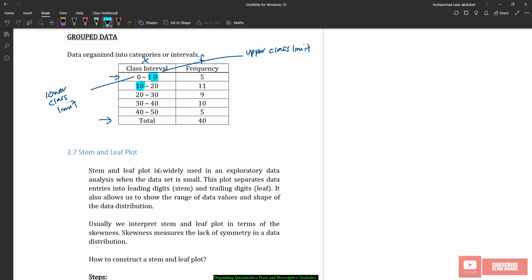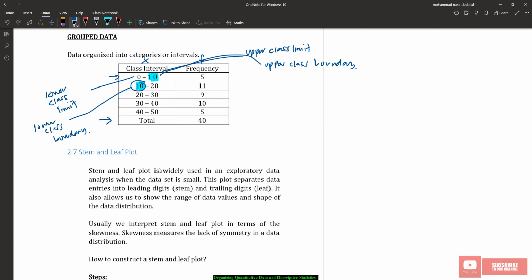Instead of calling this a class limit, this is also called the upper class boundary. This is also what I call the lower class boundary. So when do we use the terms lower class limit and lower class boundary?